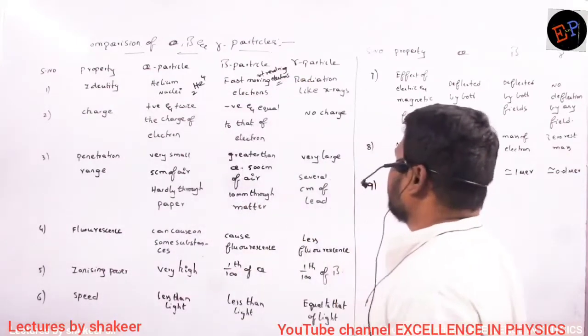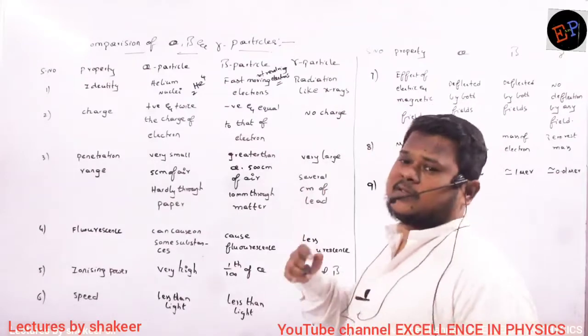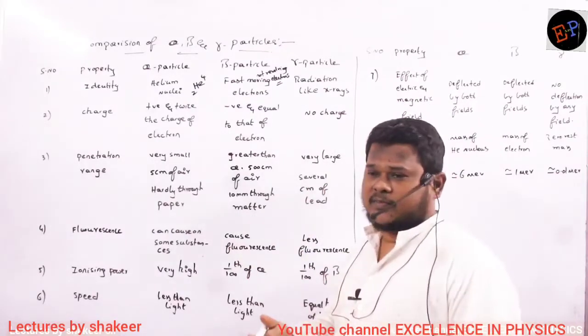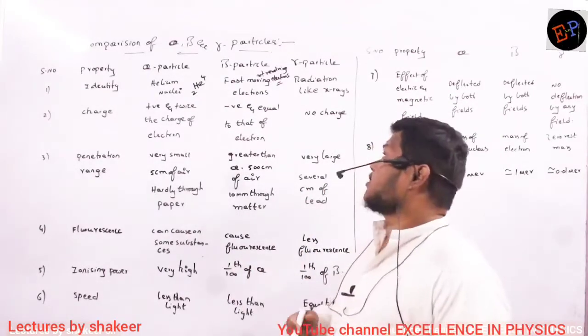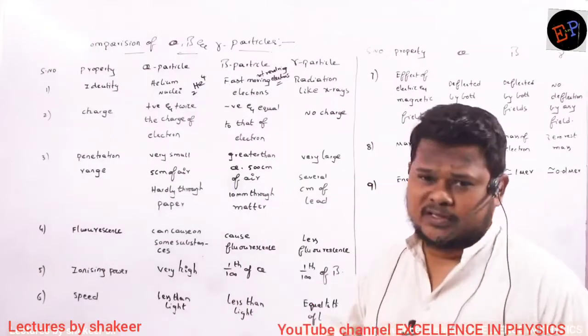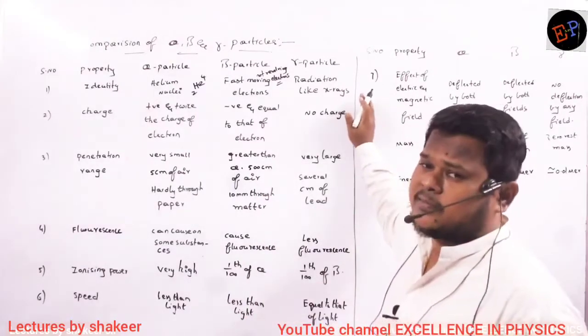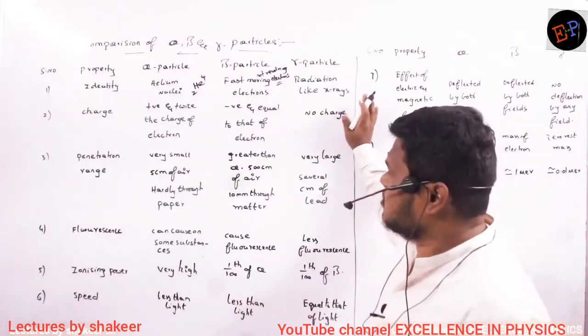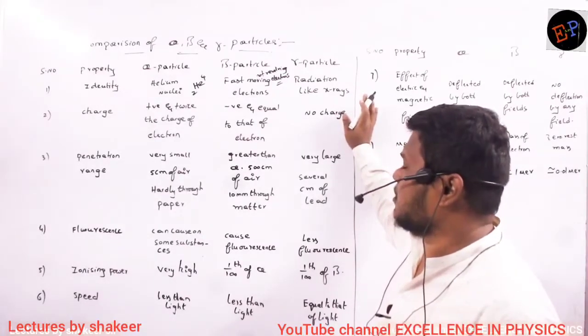And the gamma particle, what is it? It is radiation energy, light energy, or energy like X-rays. Are you able to understand now? We know radiation. So gamma particle is not matter. It is just radiation. So this is the contents of alpha, beta, and gamma particles.